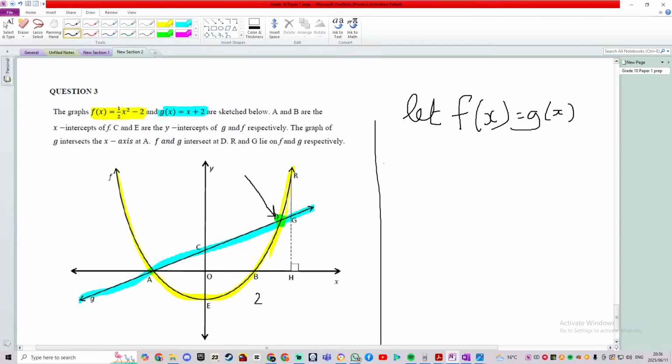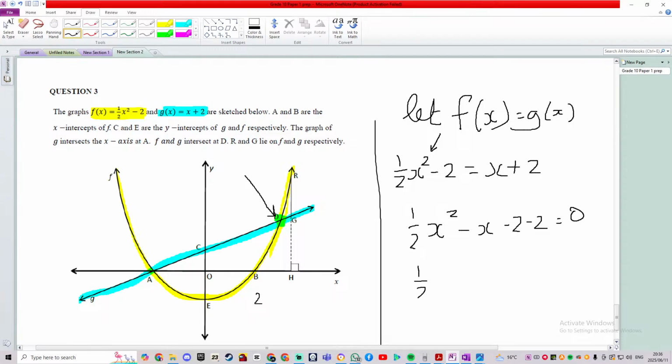So you let the two equations equal each other. You're going to say half x squared minus 2 equals x plus 2. Those are the two equations. You let them equal each other. Because there's a 2 here, I know that there's going to be a trinomial, so I'm going to take everything over to the left hand side. So I have half x squared minus x, I took the x over, minus 2 minus 2 equals 0. Then I have half x squared minus x minus 4 equals 0.